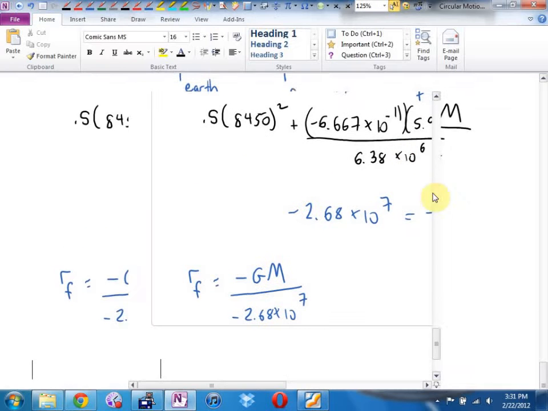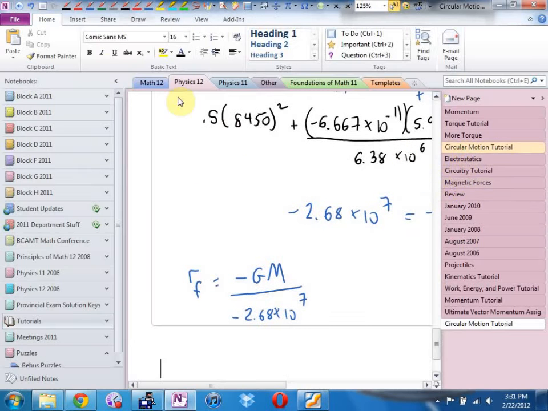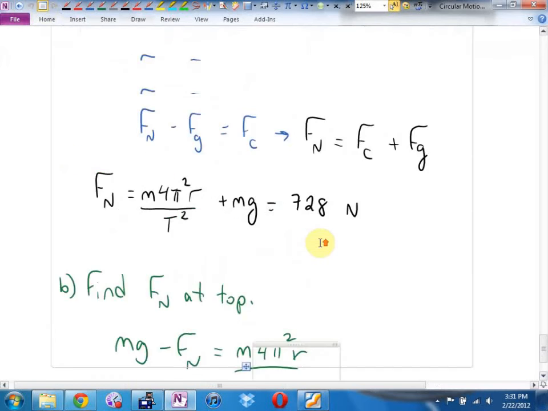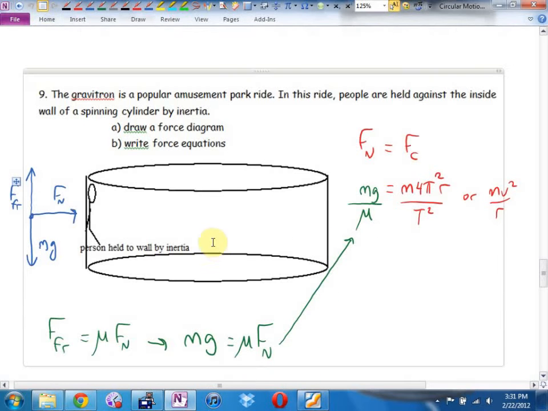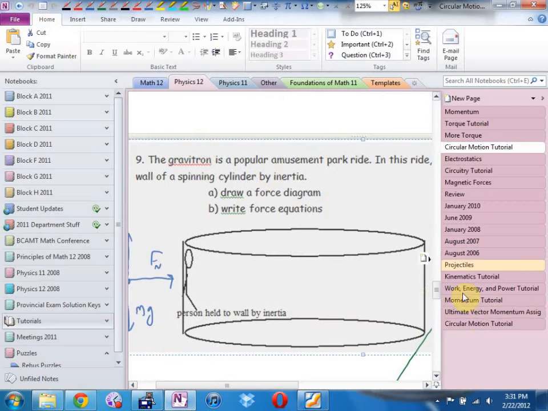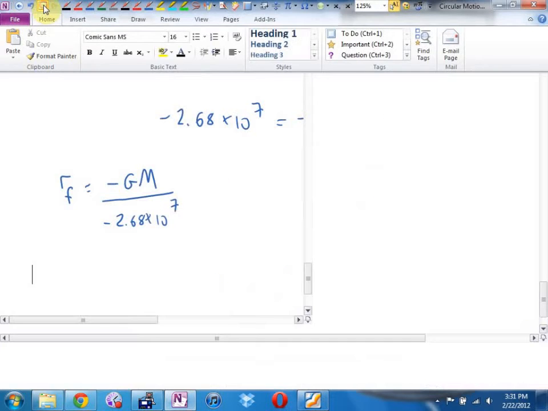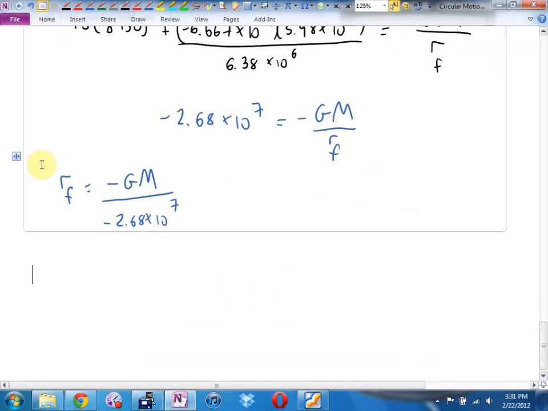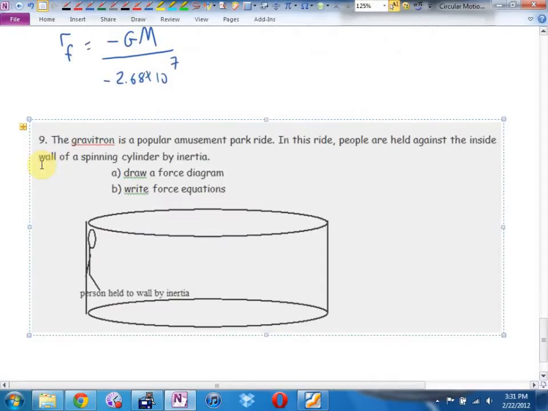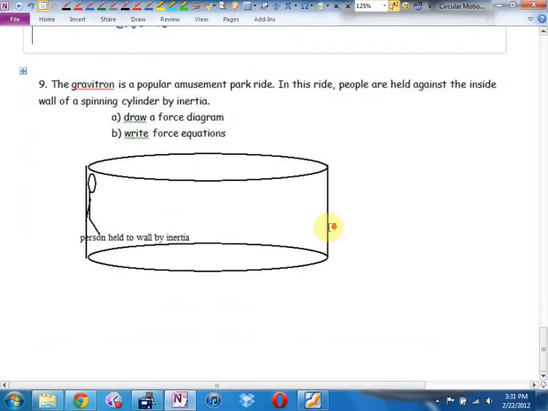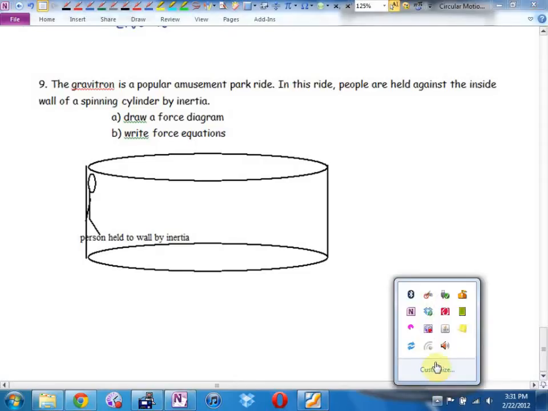I like this next question. This next question is a nice question, because it's an amusement park ride, and it's circular, and it's cool! Can you get any better than this? On one of my tests, I'm going to ask you a question about the Gravitron. It's a popular amusement park ride.